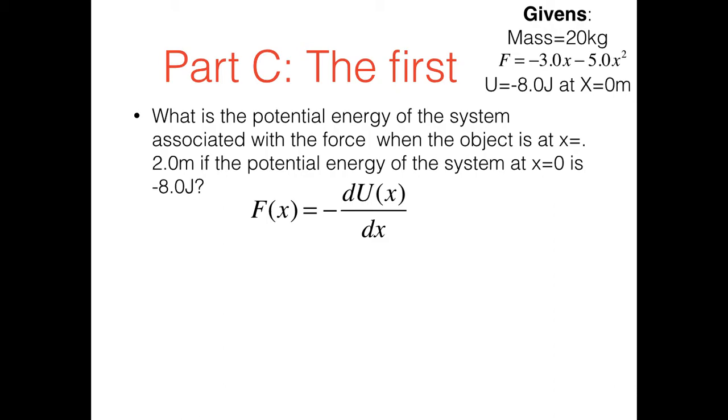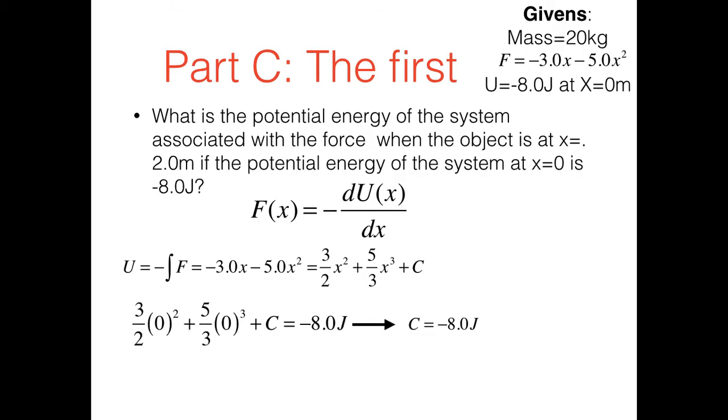Part C, the first half, asks us what the potential energy of the system associated with the force is when the object is at x equals 2 meters if the potential energy of the system at x equals 0 is negative 8 joules. Essentially the same question as part A, except at x equals 0 we have a potential energy of negative 8 joules, not 0 joules. We'll use the same equation we used in part A, F of x is equal to the negative derivative of potential energy, rearrange to solve for potential energy, and this time we'll take the indefinite integral, the negative integral of the force function, to get 3 halves x squared plus 5 thirds x to the third plus C.